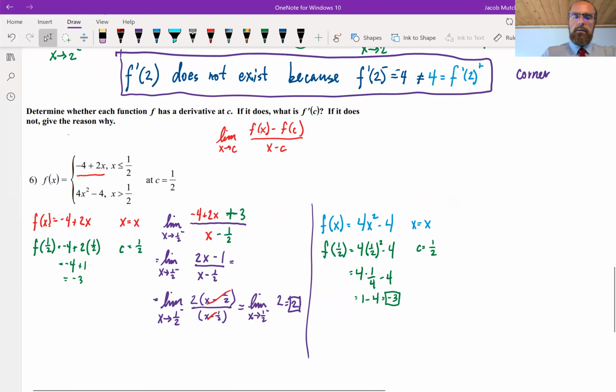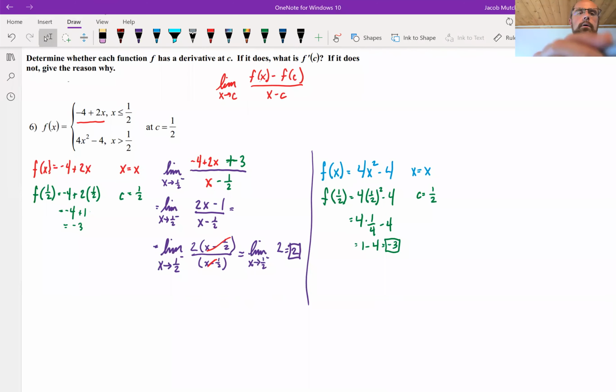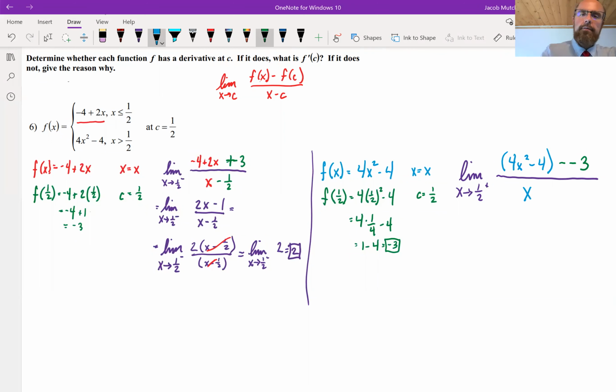So let's set up our limit of the average rate of change. We'll use that red template up there. So here we'll be calculating the limit as x approaches 1/2 from the right. And we'll just plug in like we had created this. So my original function is 4x squared minus 4, and we're going to subtract from that our f at c value, which again is -3. And that's over x minus 1/2. That's our c.